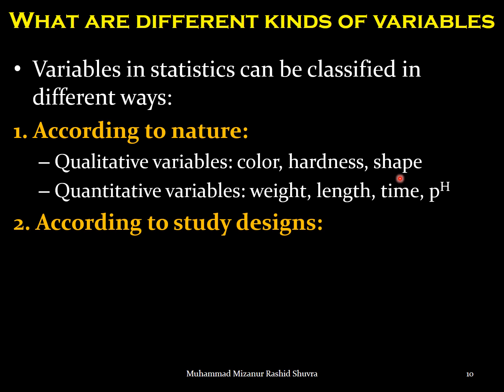Then we can have quantitative variables, which are measured directly in numbers. Weight is a variable because weight changes from person to person, and you measure it directly in numbers in different units, whether SI unit, metric unit, or imperial unit. You have length in the same way. You have time, which you measure in numbers, minutes, seconds. pH is a variable because it changes from solution to solution.